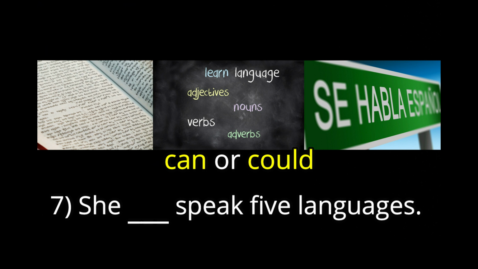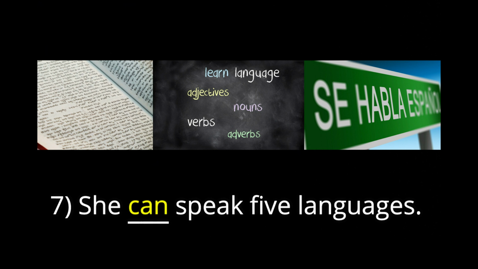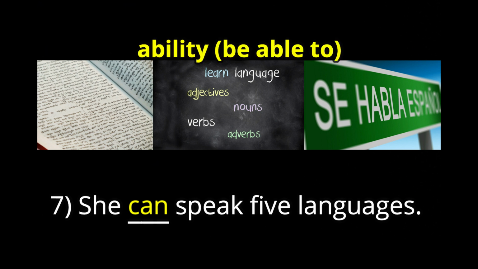And the answer is, she can speak 5 languages. This is just present tense, it's ability, okay? And she's able to speak 5 languages. Okay, number 8.